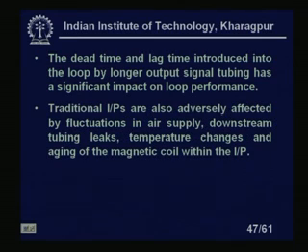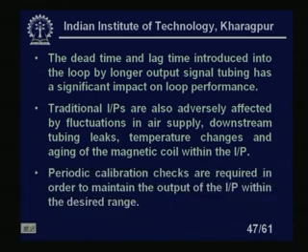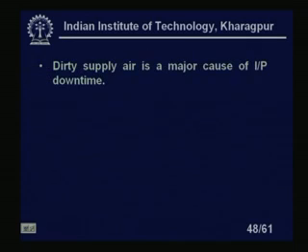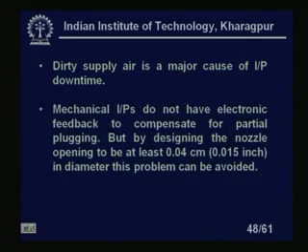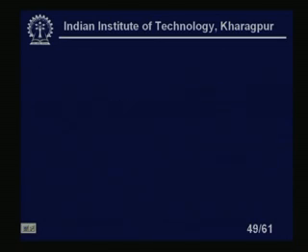Traditional I to P converters are also adversely affected by fluctuations in air supply, downstream tubing leaks, temperature changes and aging of the magnetic coil within the I to P converter. Periodic calibration checks are required in order to maintain the output of the I to P converter within the desired range. Dirty supply air is a major cause of I to P downtime. Mechanical I to Ps do not have electronic feedback to compensate for partial plugging, but by designing the nozzle opening to be at least 0.04 centimeter, that means 0.015 inch diameter, this problem can be avoided.